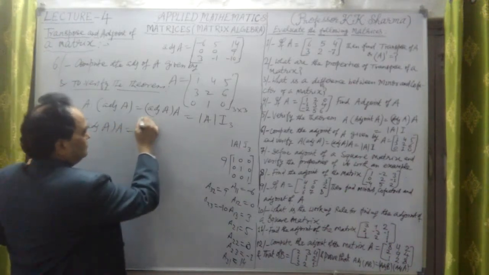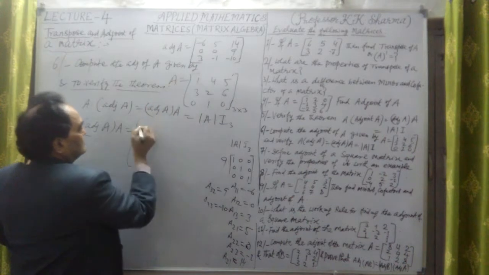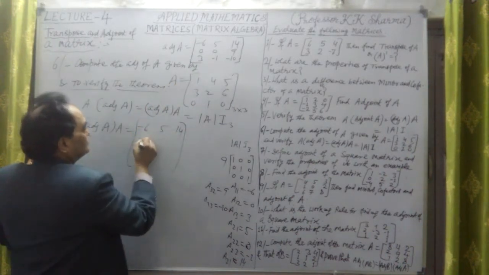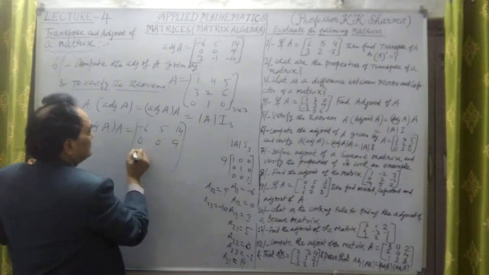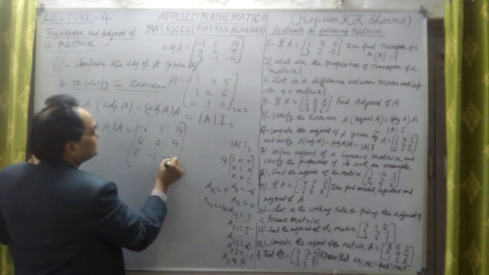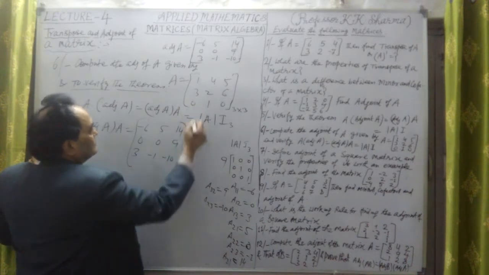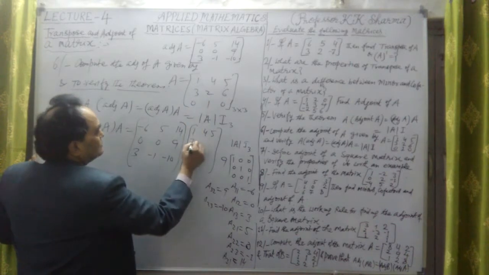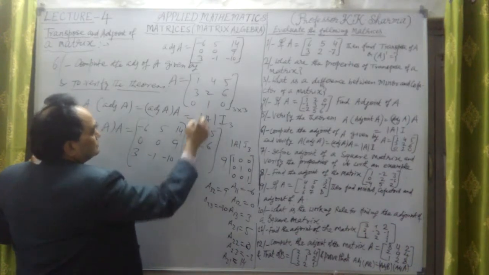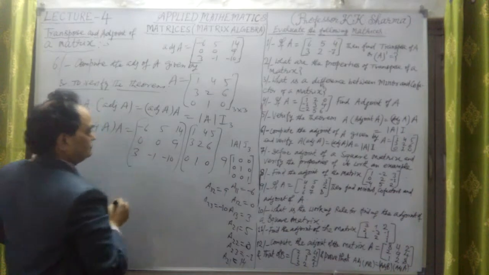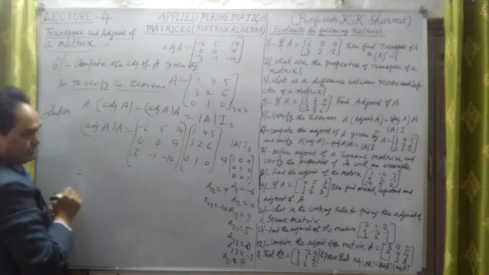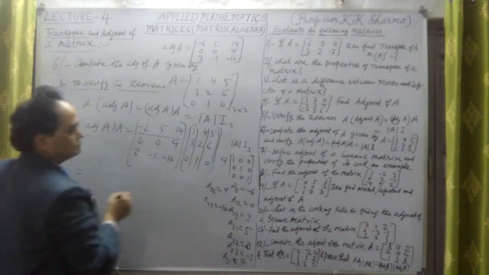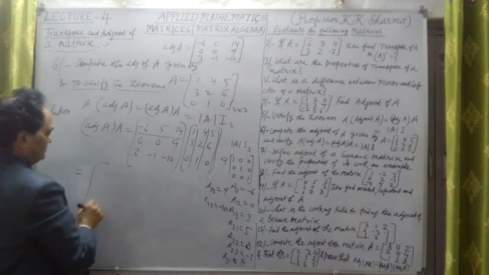That means the adjoint value is this: minus 6, 5, 14, 0, 0, 9, 3, minus 1 and minus 10, into A. A is just 1, 4, 5, 3, 2, 6, 0, 1, 0. Multiply the first row with the first column, then the second column, then the third column, getting the elements here.